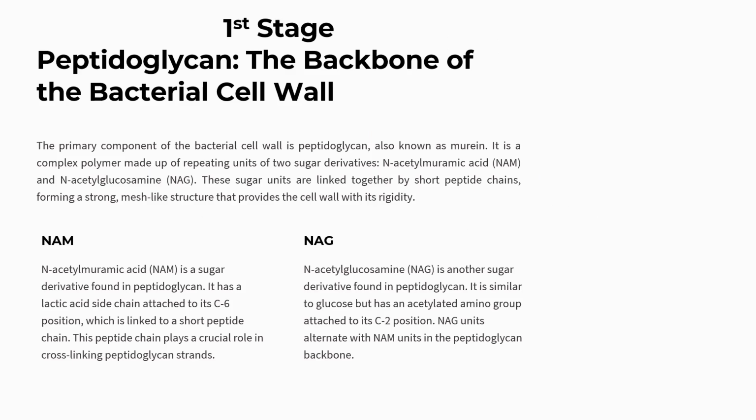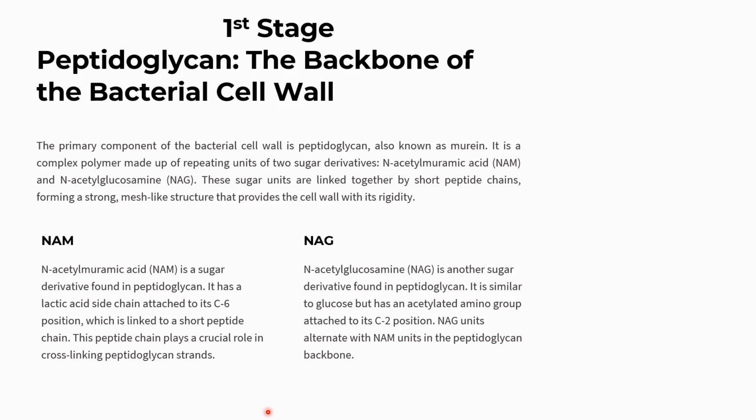If we talk about the first stage, peptidoglycan, the backbone of the bacterial cell wall, is synthesized at the cytoplasmic level. That means the generation of NAM and NAG and the generation of the peptidoglycan molecule. In this stage, the synthesis of N-acetylglucosamine and N-acetylmuramic acid takes place. These molecules are the glycan units that will be utilized in the formation of the cell wall.